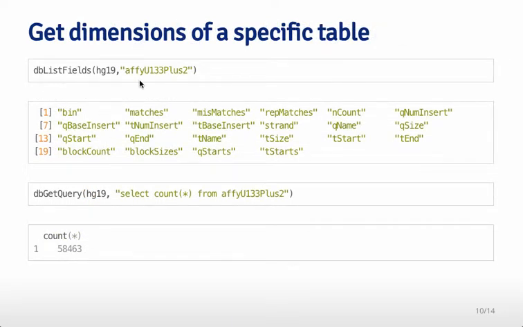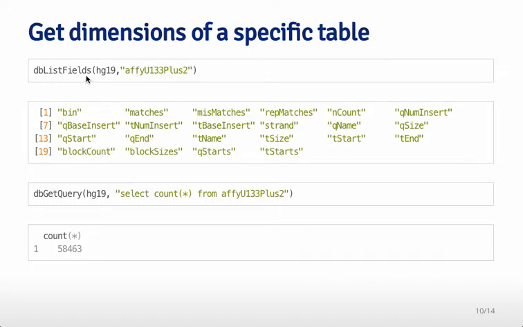So one thing that we can do is, suppose we know one table that we're interested in. This is for a particular kind of microarray, which is a measurement technology used to measure something about the genome. You can say, okay, I want to look in this database. This is the connection that we made into the HG19 database within the MySQL server. And I want to know what are all the fields in this particular table. Remember, a table corresponds to something like a data frame, and the fields correspond to something like the column names of that data frame.